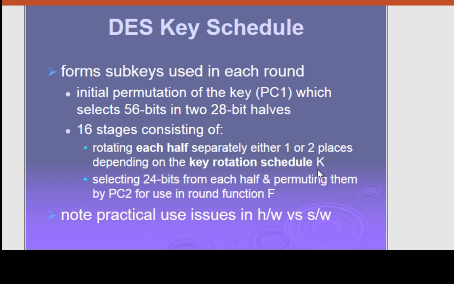Depending on the key rotation schedule, they select 24 bits from each half. So after rotating, from 28 bits they generate 24 bits from each half. From the first half they generate 24 bits, and from the second half 24 bits, and the total becomes 48. So that's the reason why the subkey has 48 bits. The key has 56 bits, and after permutation choice 1 it becomes 48 bits.